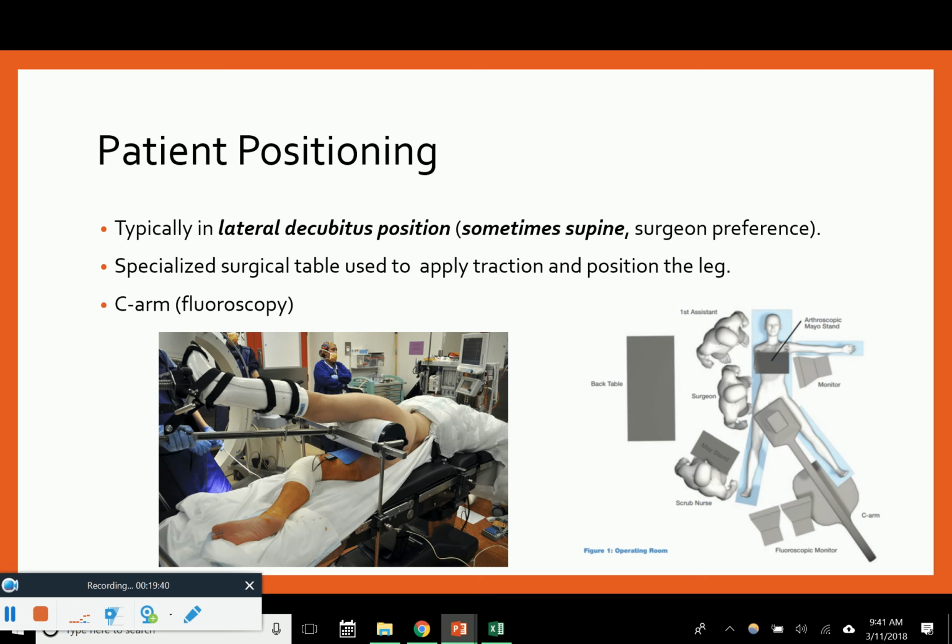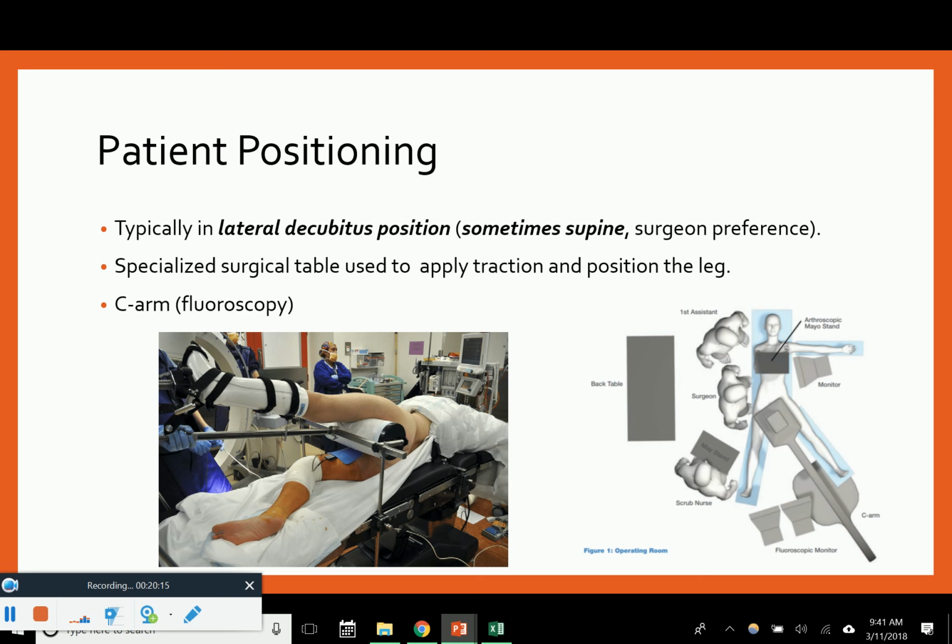So, patient positioning for hip arthroscopic surgery. This could be a labral repair. This could be an osteoplasty, which we mentioned before. You typically have them in the lateral decubitus position, sometimes supine, but that's the surgeon's preference. There's a specialized surgical table used to apply traction and position the leg. So what you can see here is that they've tried to pad this patient very well, and with that boot on, they're applying traction to the joint to give it some joint space.